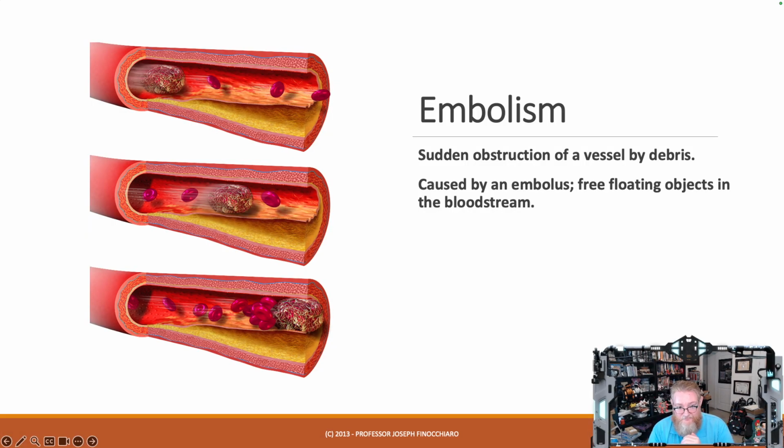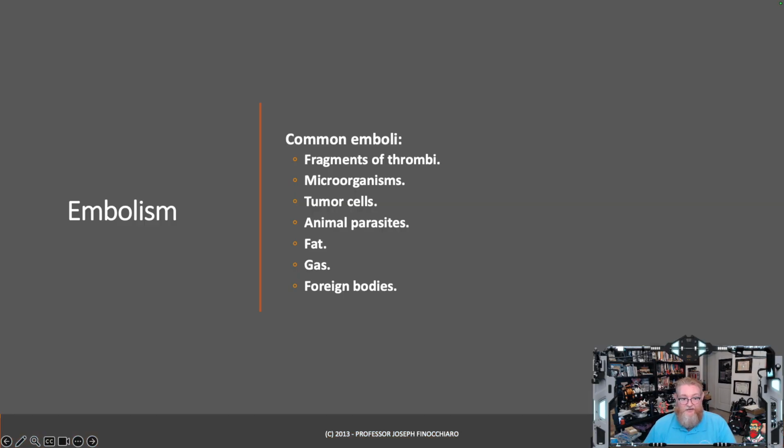An embolism is a sudden obstruction of a vessel by debris. This is caused by an embolus, which is a free-floating object in the bloodstream. So what are common emboli? Fragments of thrombi. So if a thrombus breaks and starts flowing down the artery, it is now an embolus. So a thrombus can become an embolus. Microorganisms, tumor cells, animal parasites, fat, gas, and foreign bodies.